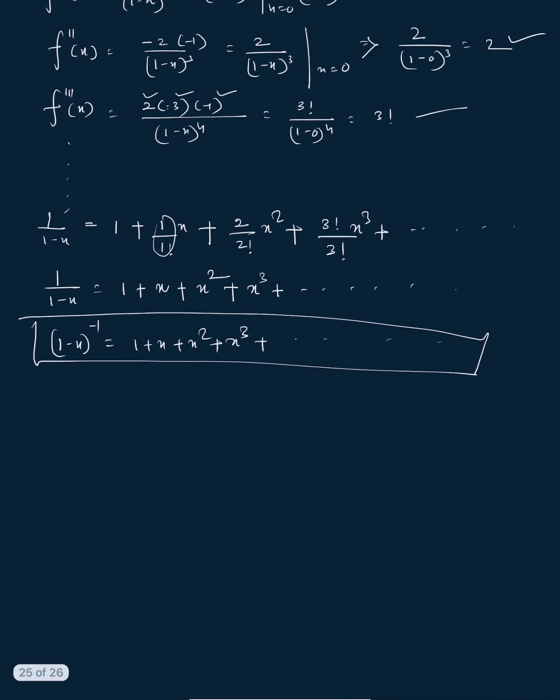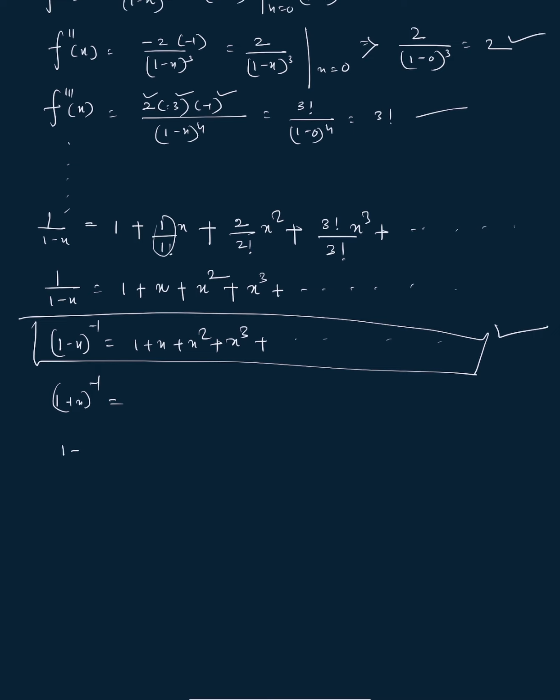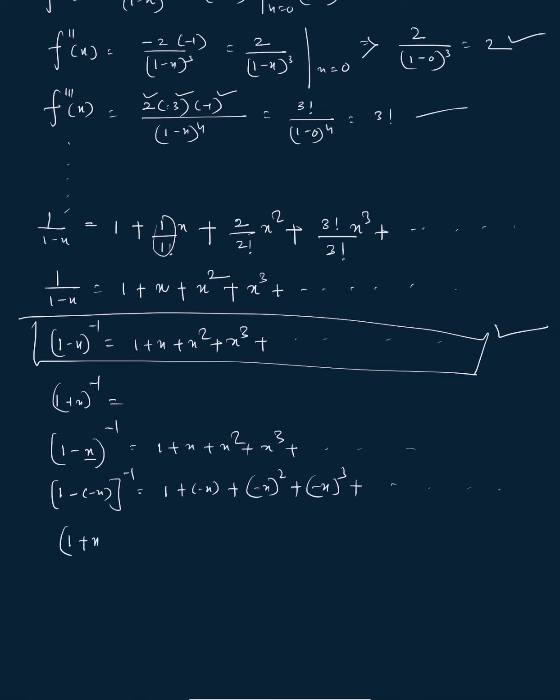Similarly, we can go for (1 plus x) power raised to negative 1. So how to do this? We know this formula, right? So what is this formula? (1 minus x) power raised to negative 1 is equal to 1 plus x plus x square plus x cube plus dot dot dot. So here I am going to replace this x by negative x. So negative of negative x, this will be negative 1. So 1 plus (minus x) power raised to 1, plus (minus x) power raised to 2, plus (minus x) power raised to 3, plus dot dot dot. So this will be (1 plus x) power raised to negative 1.